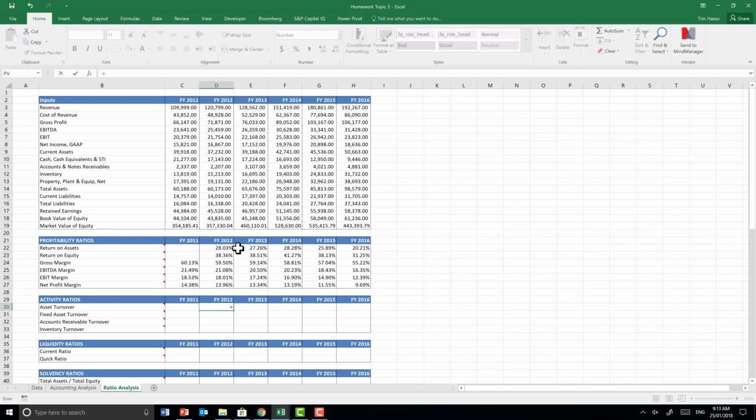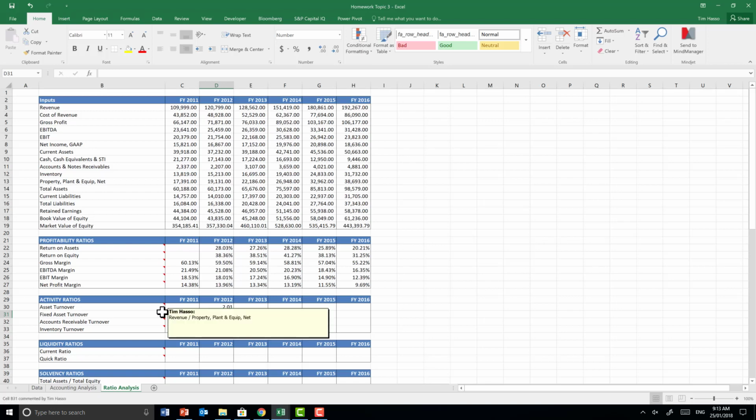So equal to revenue, and you divide it by, open up a bracket, average total assets. So there. And close the bracket, and it's 2.01.